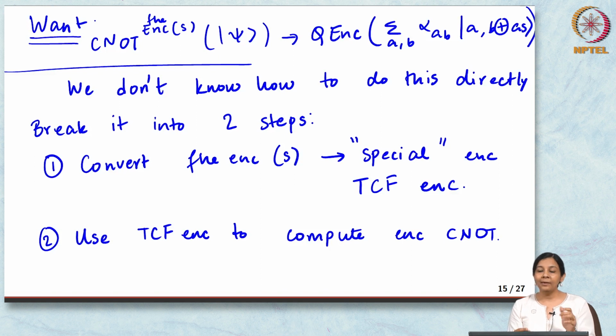Now, we are saying that in order to achieve this piece, we will use these two steps. One is that this FHE encryption, I actually do not know how to use it directly. So, we will convert it to something that uses trapdoor claw free function pairs. And we will use this trapdoor claw free function pair encryption, which I will define, to achieve this encrypted C naught that I want. Is it clear?